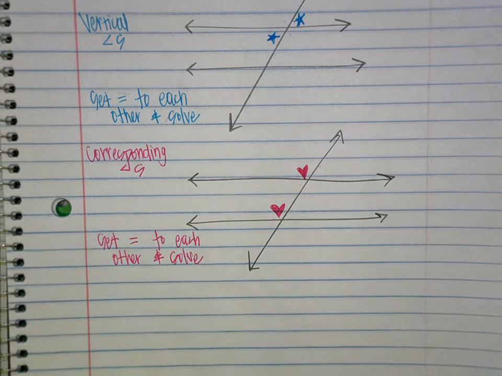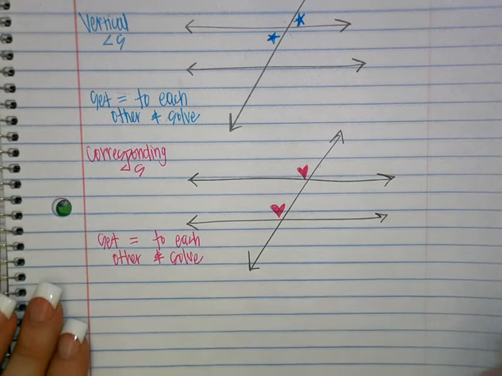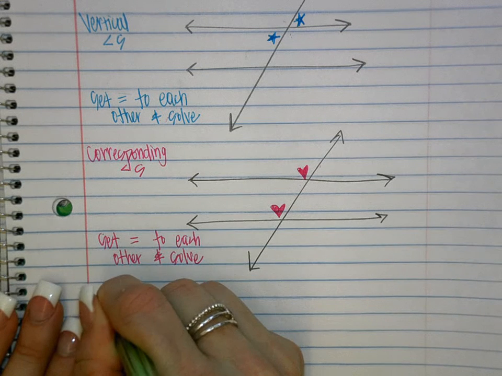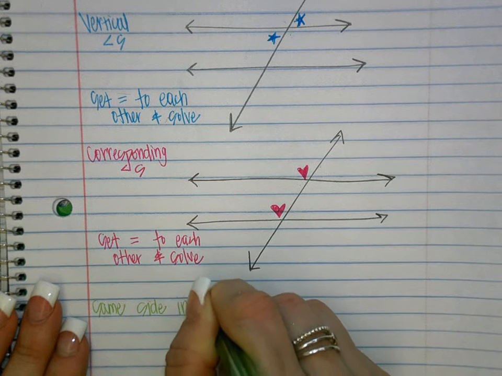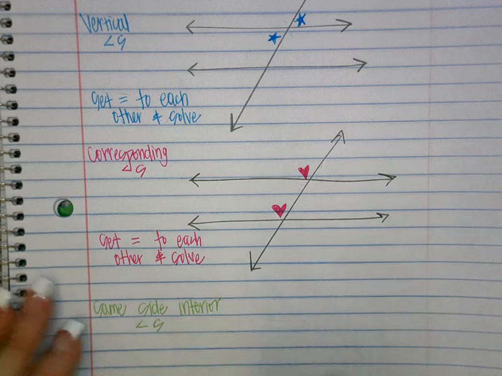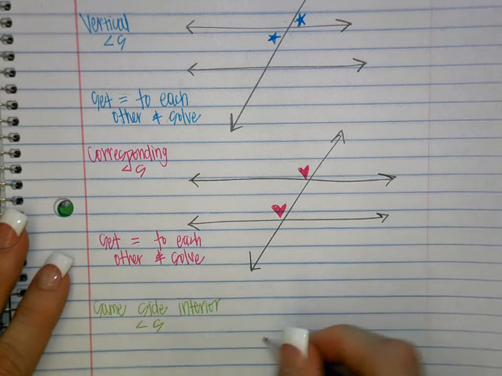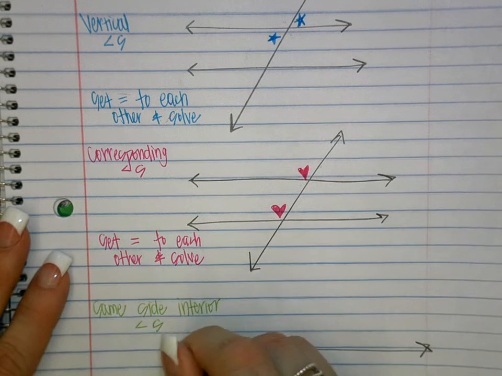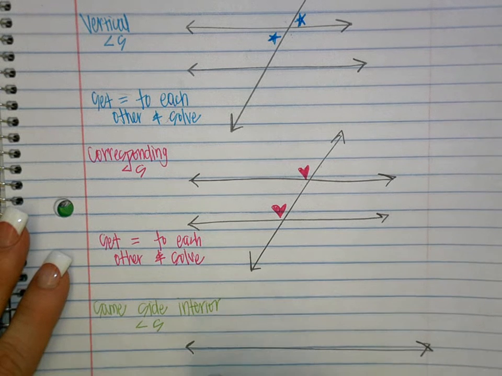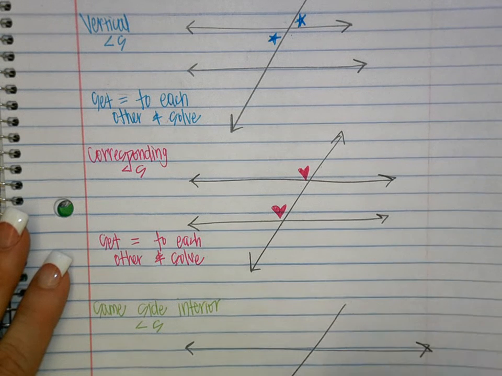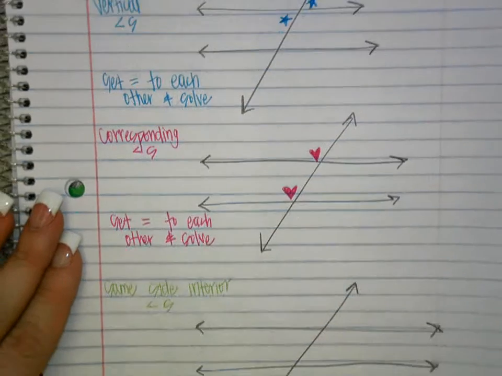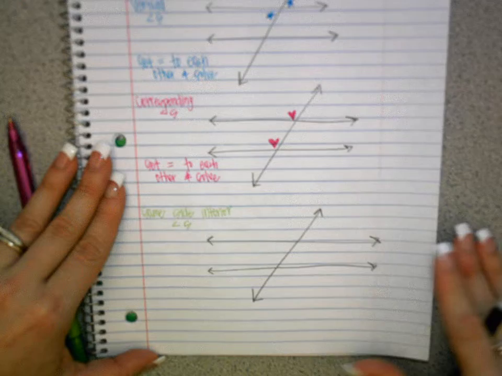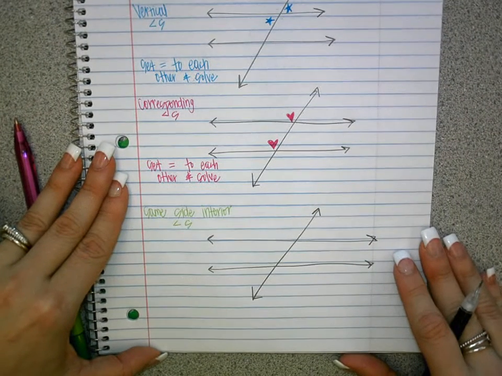And then the last type of angle that I'd like to talk about today is something called same side interior angles. We're going to draw basically the exact same picture: two parallel lines with a transversal going through them, in between them.